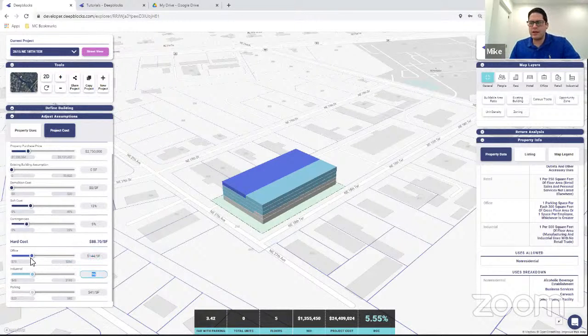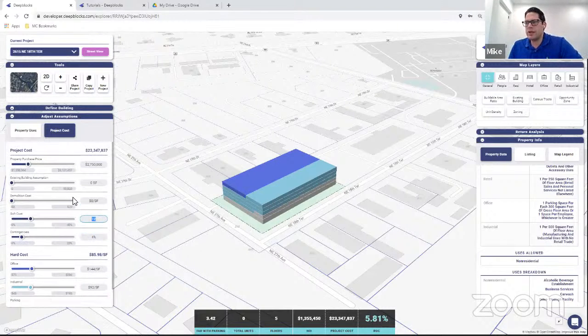Industrial's at $96 per square foot, so maybe we can do about 92. And again, just little modifications to adjust parking lead of 41. And now we have ROC of 5.71%. Again, we can try to adjust contingencies as well. We get that down to 4%.